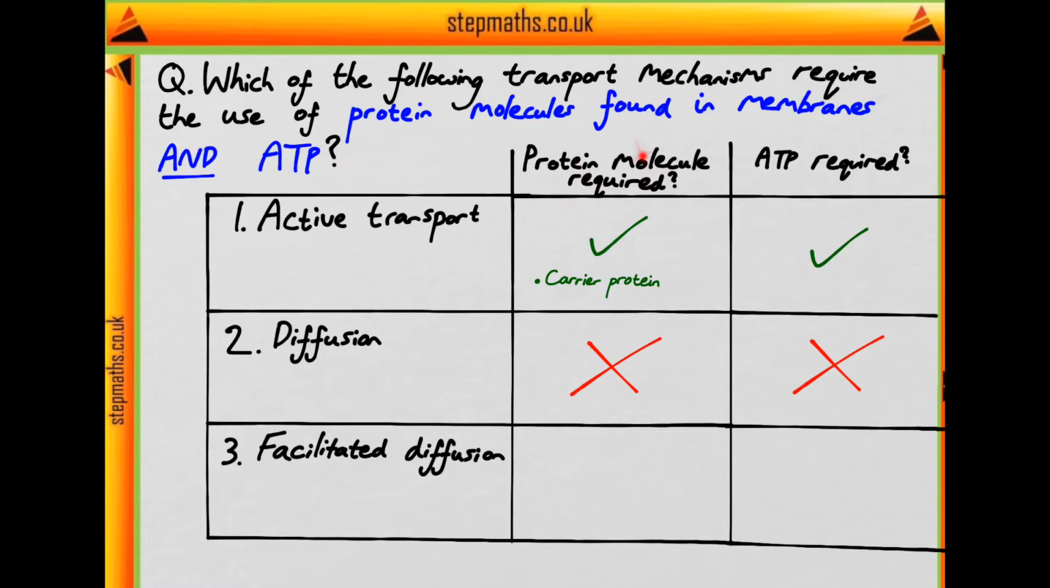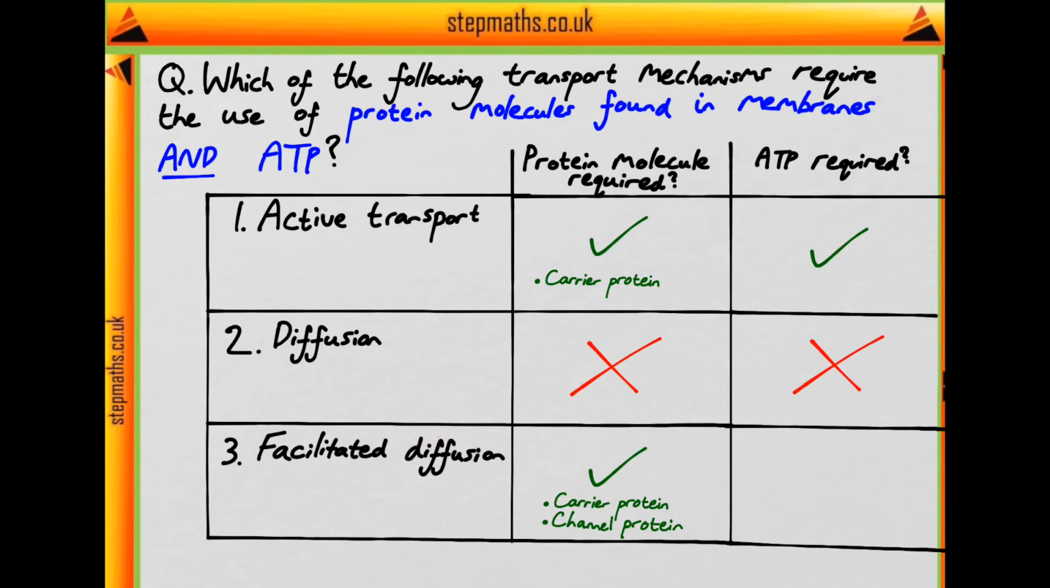Finally, we have facilitated diffusion. Now, does facilitated diffusion require a protein molecule? Yes, and this protein molecule can either be a carrier protein or a channel protein. Carrier proteins can transport molecules either down or up or against their concentration gradient, whereas channel proteins can only transport substances down their concentration gradient, that is, from a high concentration to a low concentration.